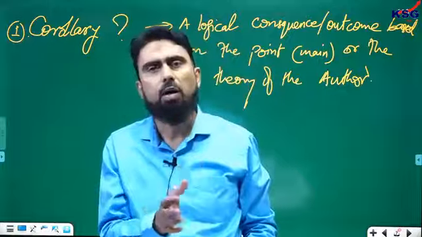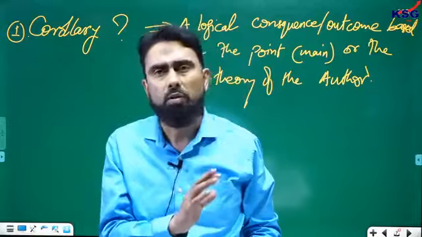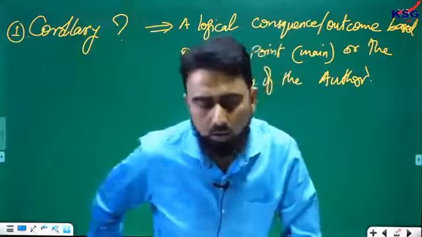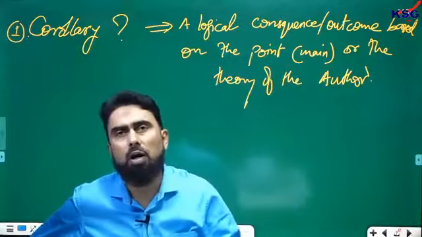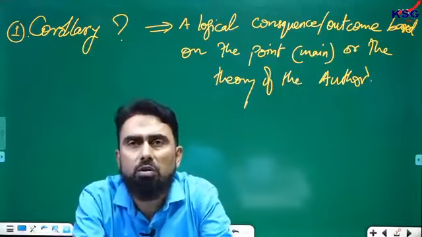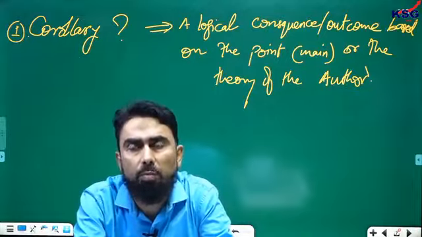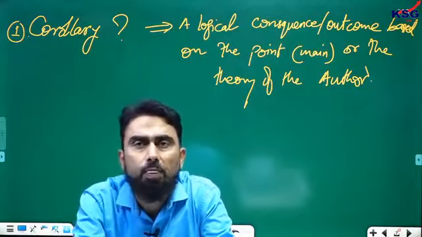Once you have read the paragraph, you have understood the author's main point, what he wants to establish, what is his main argument or main point. So since you have understood that, what is the second logical step that you can take, that we call a consequence or outcome based on the main point, right?